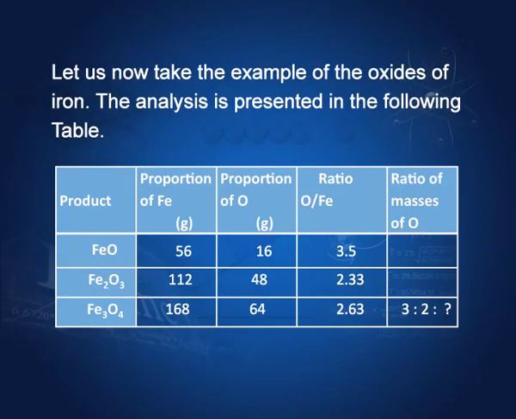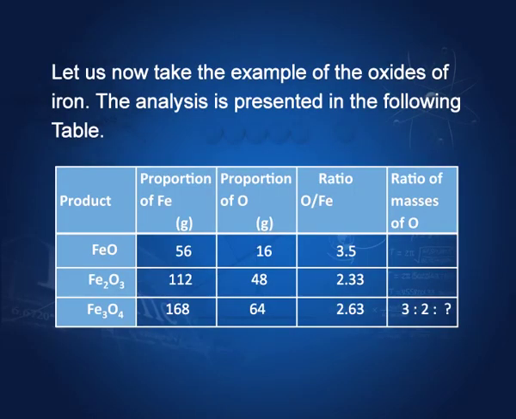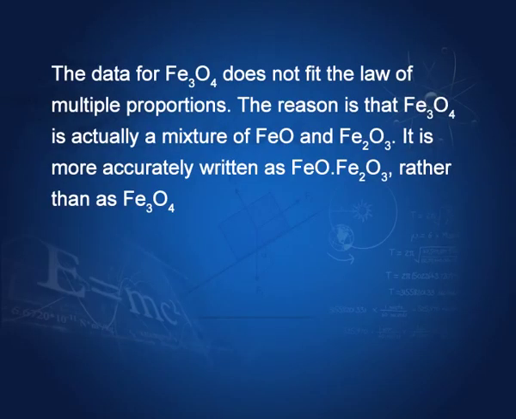As far as FeO and Fe2O3, ferrous oxide and ferric oxide, are concerned, they are fine. But there is another compound, Fe3O4. Here, the ratio is not in simple proportion to these two. The first ones are in the ratio of 3 to 2, but the third one you can see does not form a very simple ratio. Actually, it was discovered later that Fe3O4 is composed of FeO and Fe2O3.